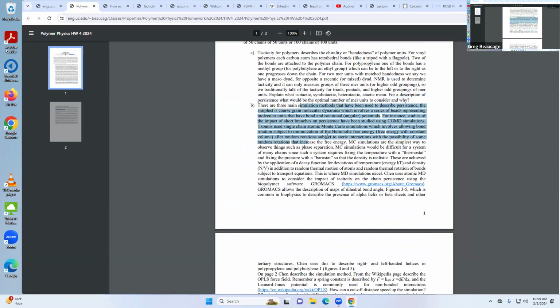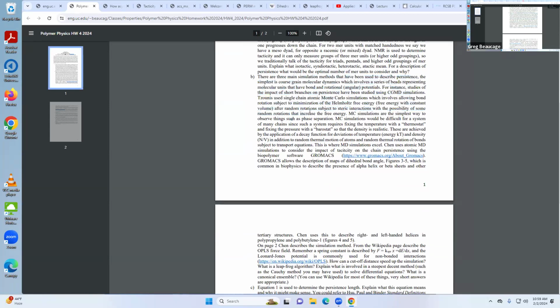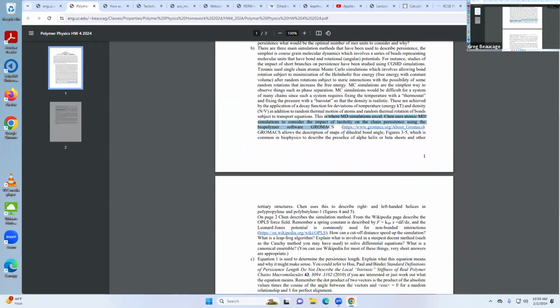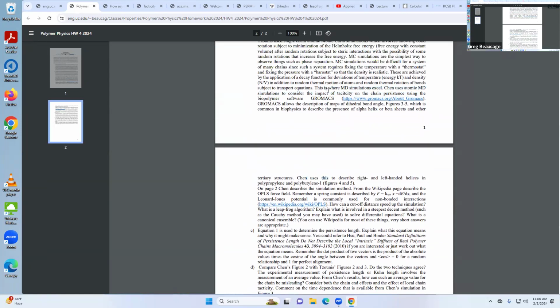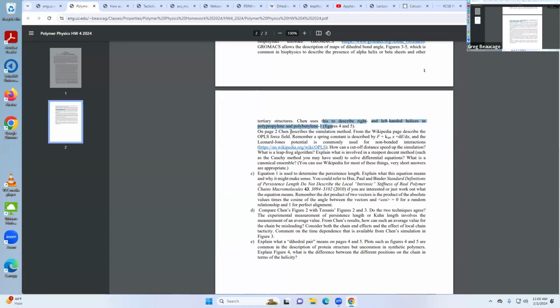Then this is just a bunch of questions about the simulation method, fixing to achieve, and so on. For MD, there are some questions at the end of this. Dihedral, common, described present alpha. Chen uses blah, blah, blah. Explain here, how can cutoff distance speed up the simulation?